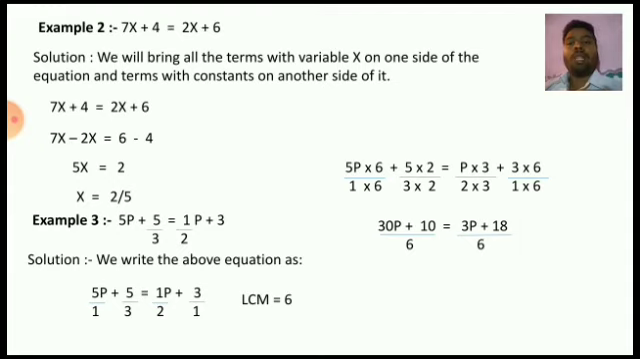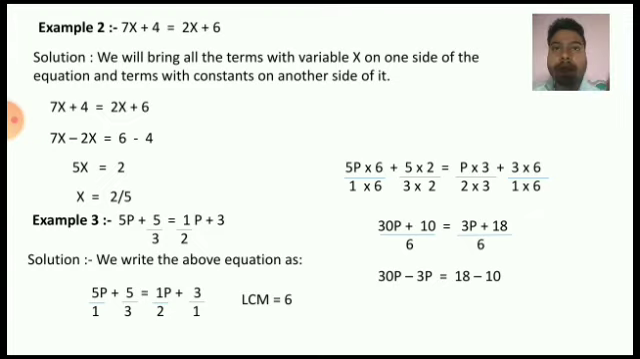So on the right hand side, p into 3 means 3p plus 3 into 6, 18. So 2 into 3 how many? 6, and 1 into 6, 6. So the common denominator is 6 here. So the right hand side is 3p plus 18 divided by 6. So in the given step, the denominator is same on the right side and the left side. The denominator is same, so that we write the given step as 30p minus 3p is equal to 18 minus 10.